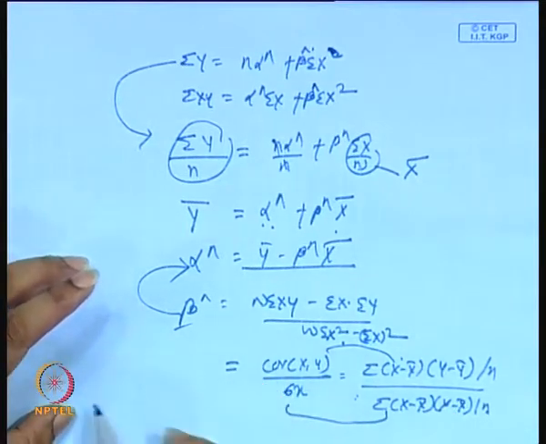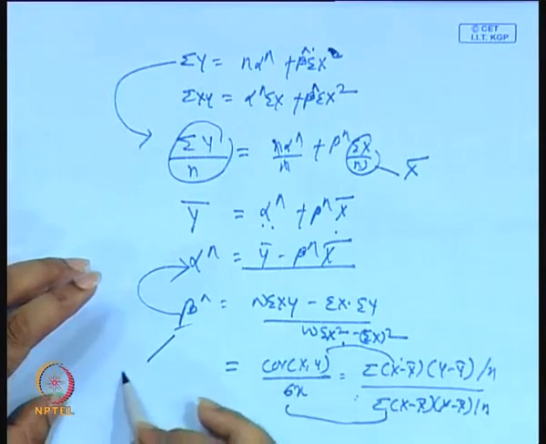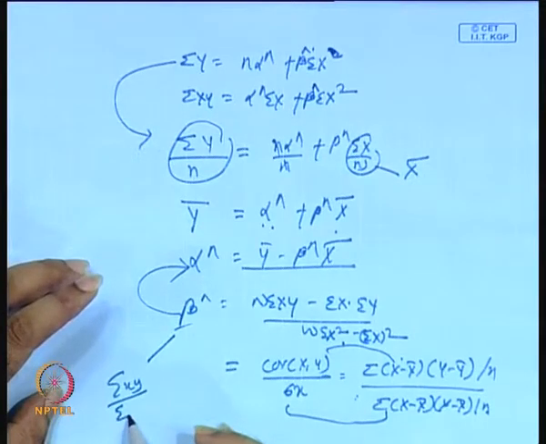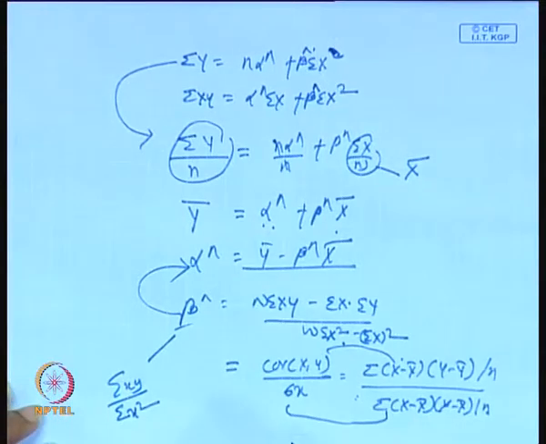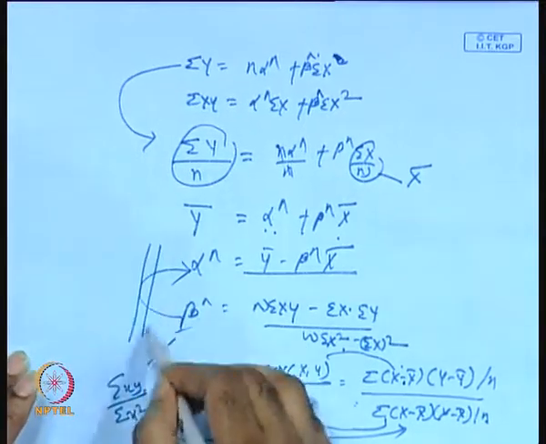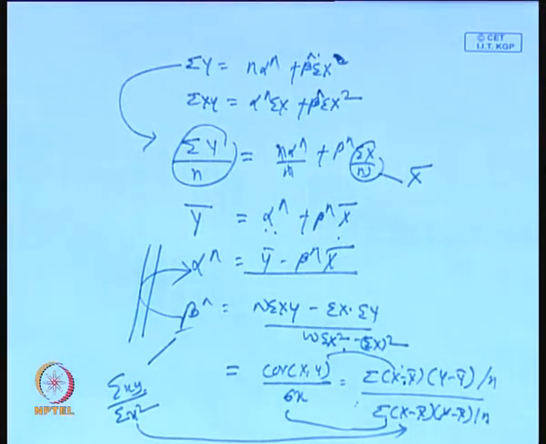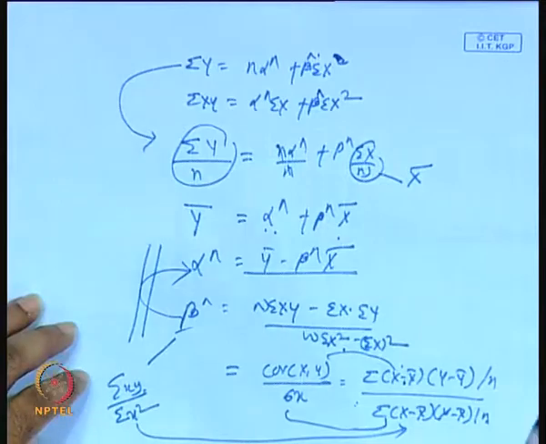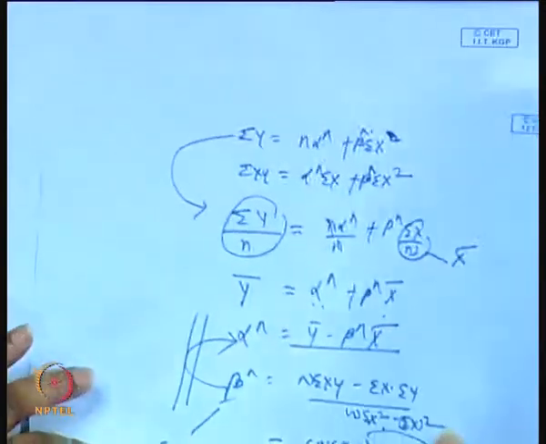The other way you can represent beta is summation x y by summation x square, where x is x minus x bar, y is y minus y bar, and x square is nothing but this item, x minus x bar, whole square. If you simplify, you will get this particular equation. So, now we have alpha hat and we have beta hat. Now we will see how it can be evaluated practically. So, take an example here. Okay.